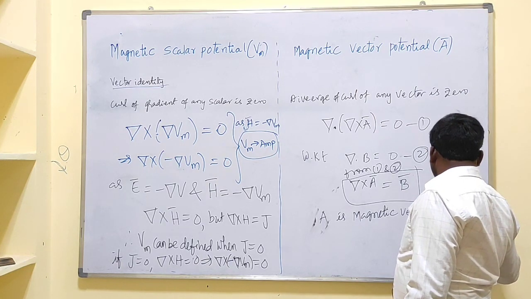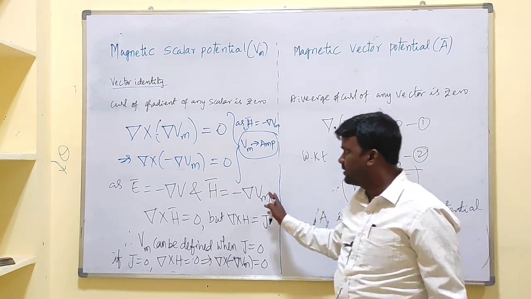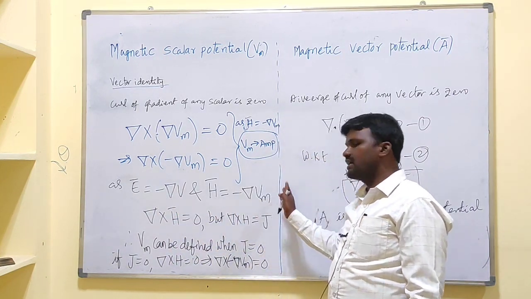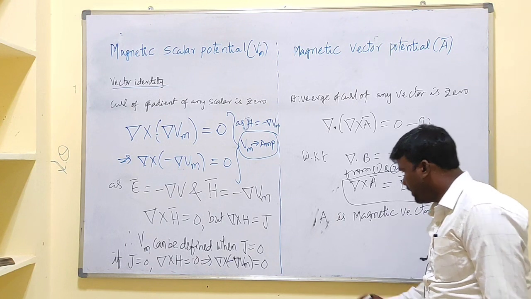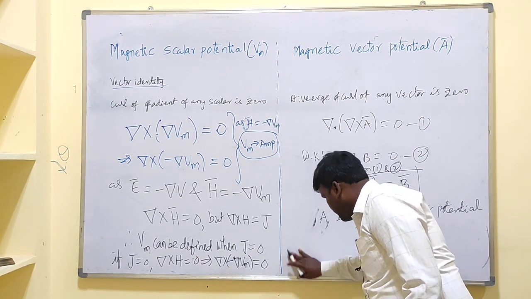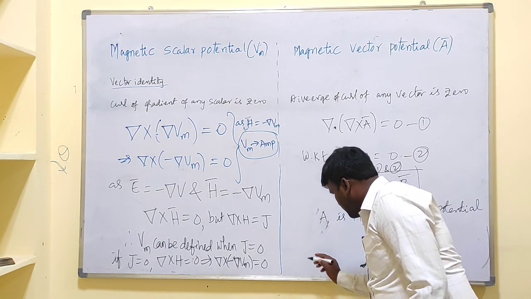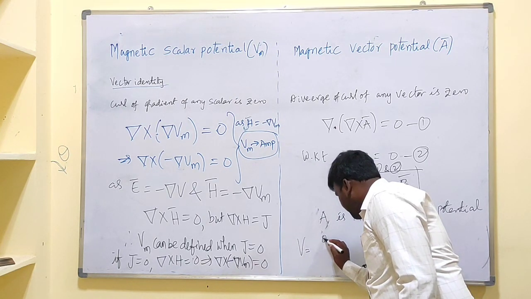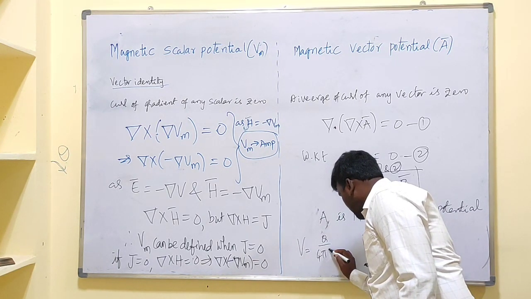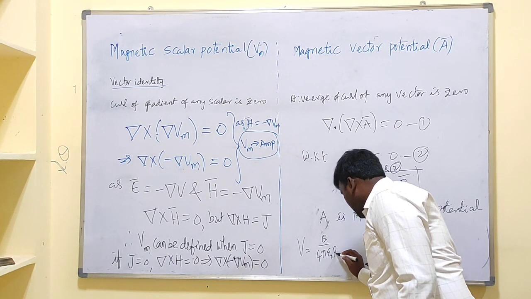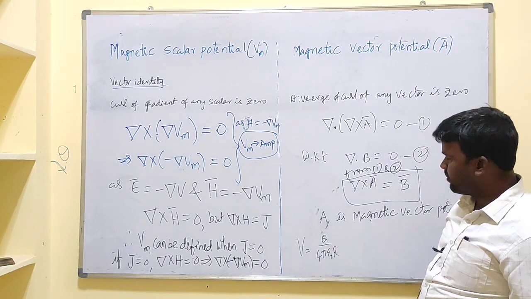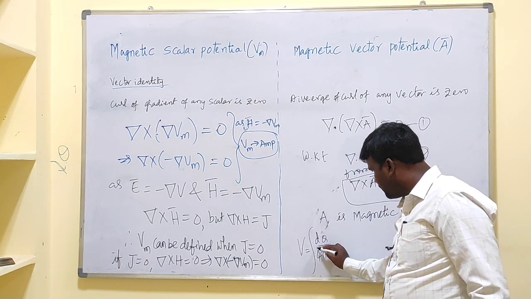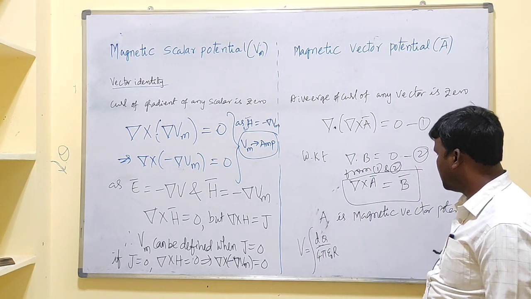Here, how do we define magnetic scalar potential? By applying similarity, that is E equal to minus del V, then H can be written as minus del Vm. Electric scalar potential V is nothing but Q by 4 pi epsilon naught r, where r is small r or capital R, or else this can be written in integral form as integral dq by 4 pi epsilon naught r.